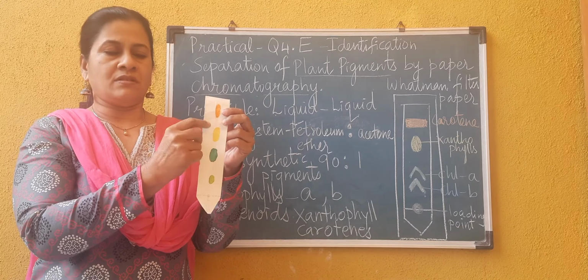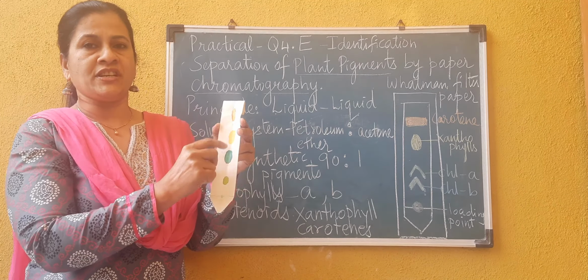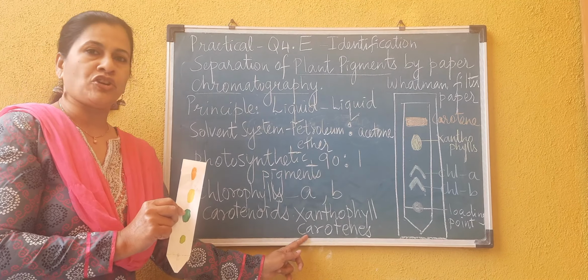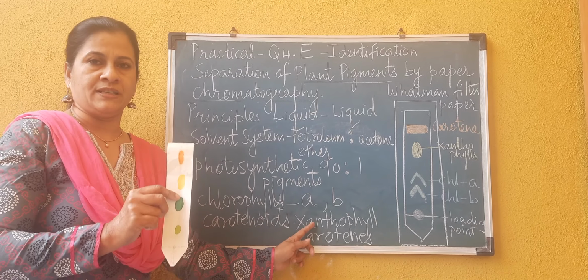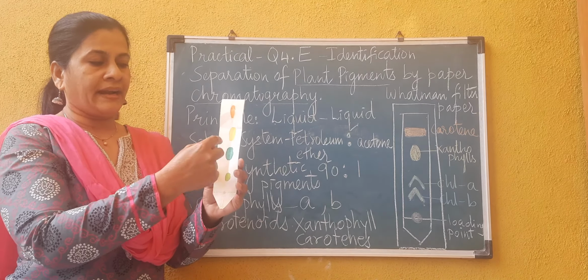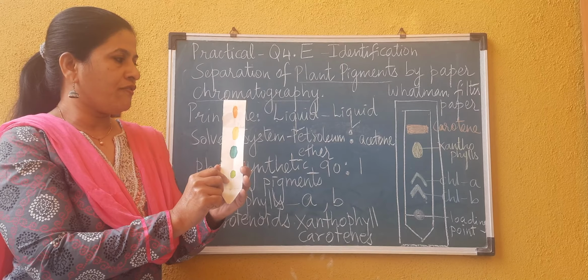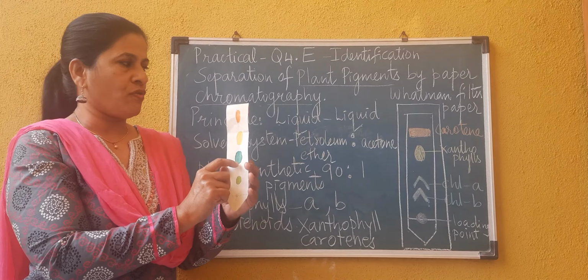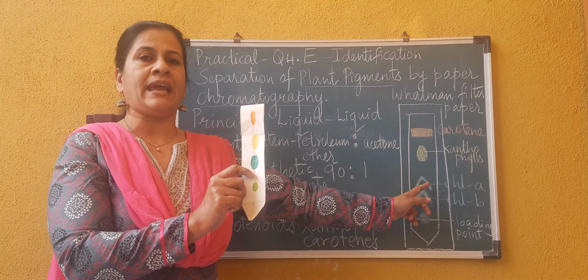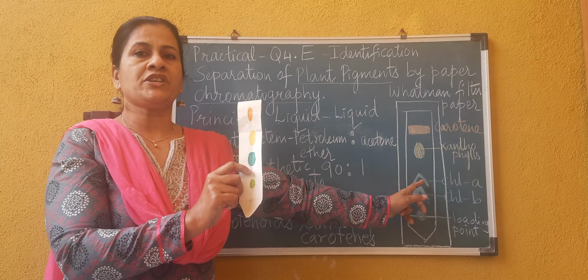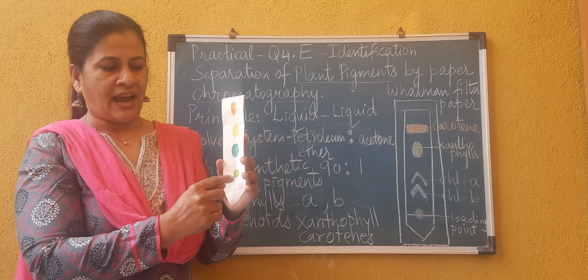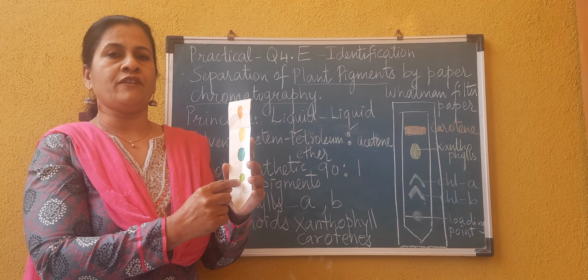The topmost band is orange in color, which indicates separation of carotenes. Below that, there is a yellow band of xanthophylls. At the lowest level, chlorophyll B is seen as yellowish green, and above chlorophyll B, there is chlorophyll A, which is bluish green. So at the top you get carotenes, and at the lower level you get chlorophyll B.